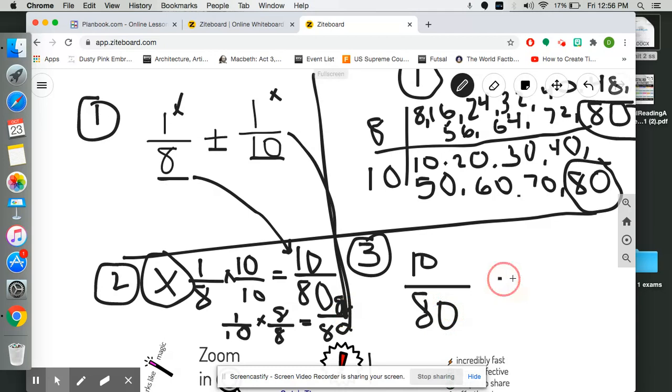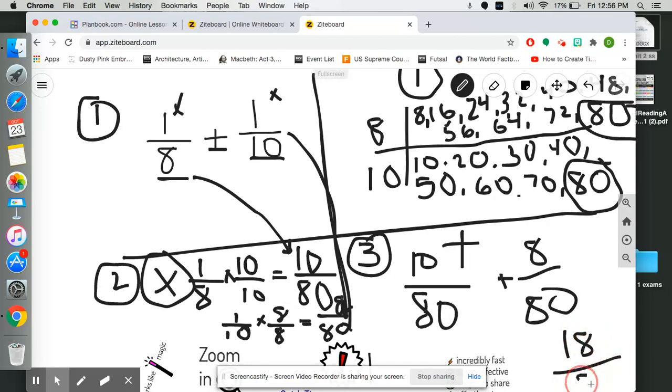10/80ths plus 8/80ths. Remember, I don't add the bottoms. So this is my adding step. 10 plus 8 is 18, and it is 80 on the bottom.